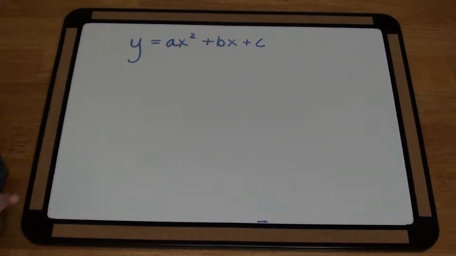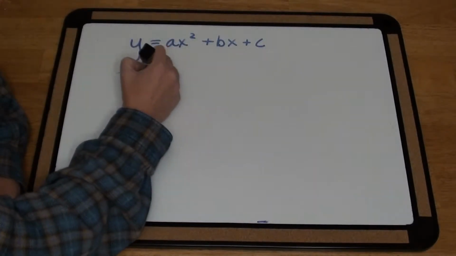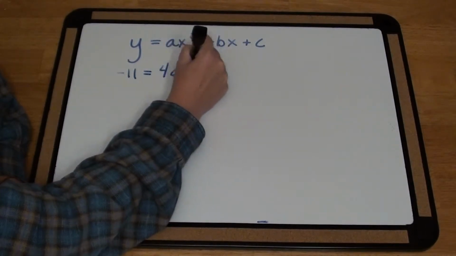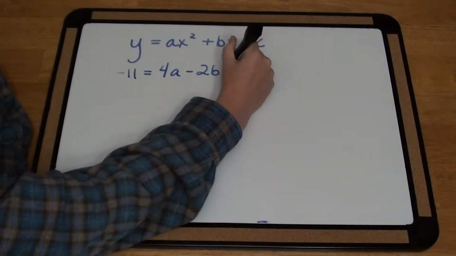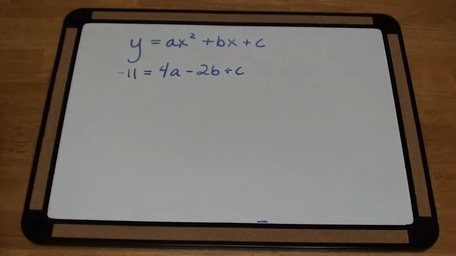Now, in example number 1, they give you 3 points, 3 points that have x and y in them. So what I'm going to do right now is go ahead and just substitute those points in for x and y. So the first one would be negative 11 equals, and then negative 2 is my x value, so it's 4a minus 2b plus c. That's my first one.